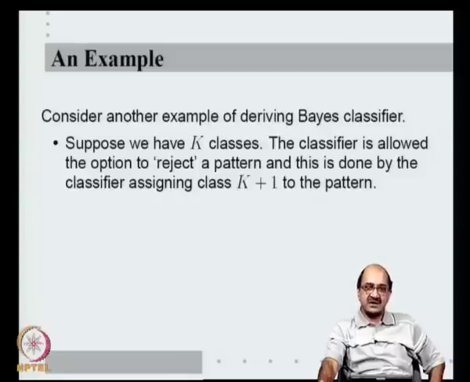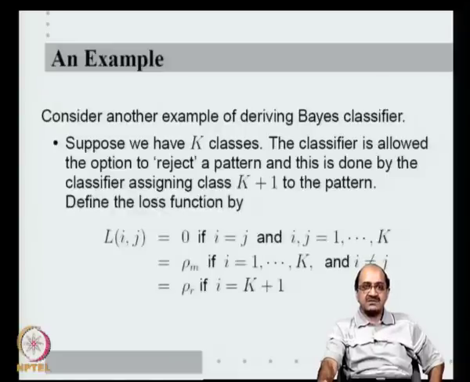So, that is k classes. The class label takes values 1 to k, whereas the classifier actions take values from 1 to k plus 1. And we will interpret the action k plus 1 of the classifier as the classifier rejecting the pattern. It is rejecting the pattern because maybe it does not have enough confidence to classify. Now, for this case, let us put some loss function.